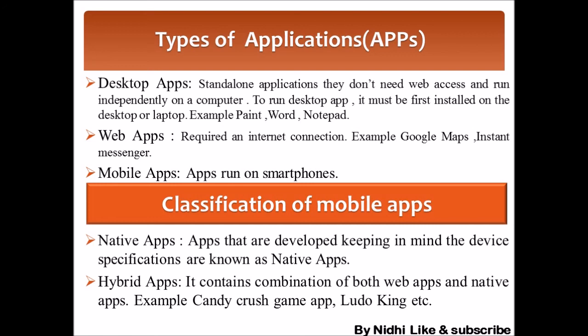To run desktop application, it must be first installed on the desktop or laptop, and then we can use them. Examples are all the softwares that are inbuilt on our desktop, or we install them. They come under the category of desktop application, like Paint, Word, Notepad, and PPTs, etc., Excel. So we can install them, or they will be pre-installed in your computer so that you can use them. Okay, so such applications are known as desktop applications.